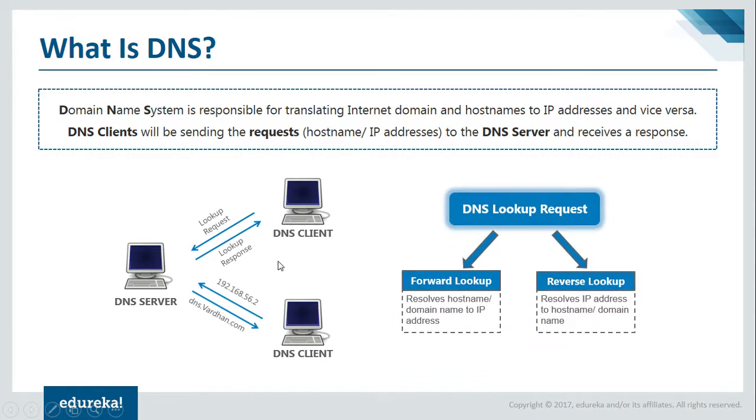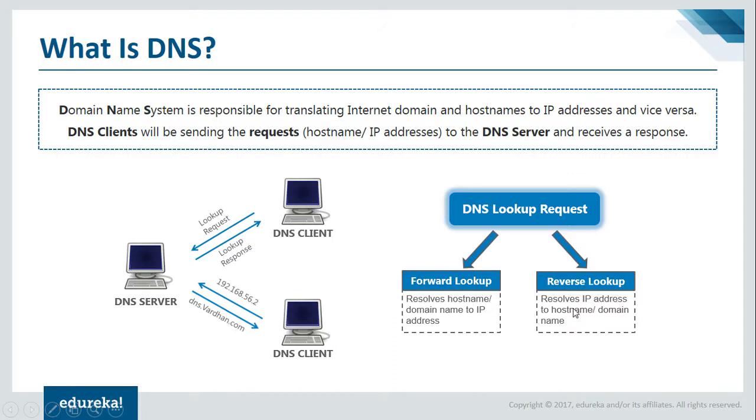The next thing I want to tell you about is the way you do your lookup requests. There's something called forward lookup, and there's something called reverse lookup. In this example, the client is sending an IP address to the DNS server, and that server is resolving that IP address's domain name and returning it back to the client. In this case, it's called a reverse lookup.